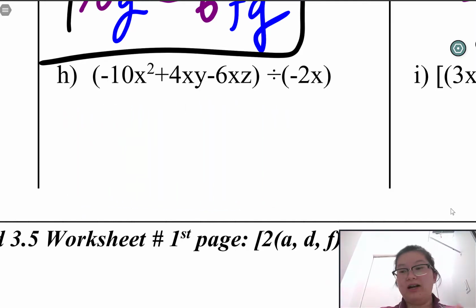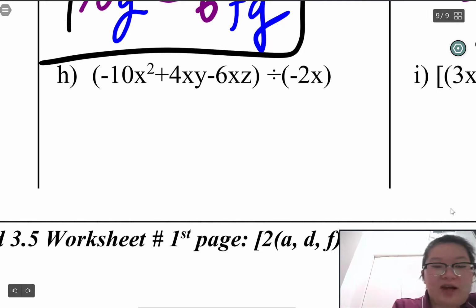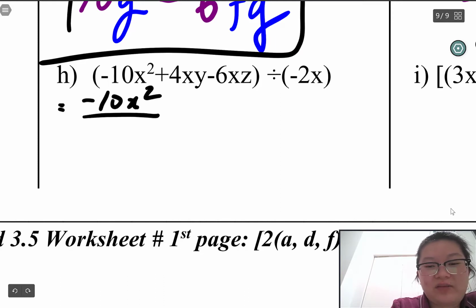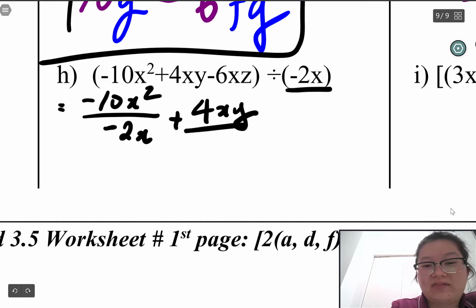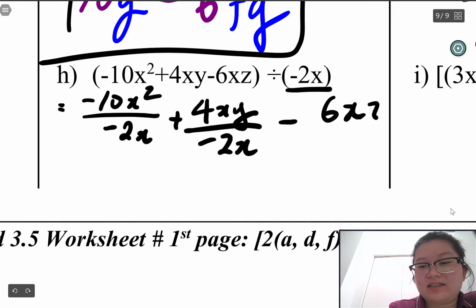Okay, so hopefully you got a chance to try H yourself. I'm going to go through it pretty quickly. So I get 10x squared divided by my negative 2x, okay? And then plus 4xy divided by negative 2x. Minus 6xz divided by negative 2x.